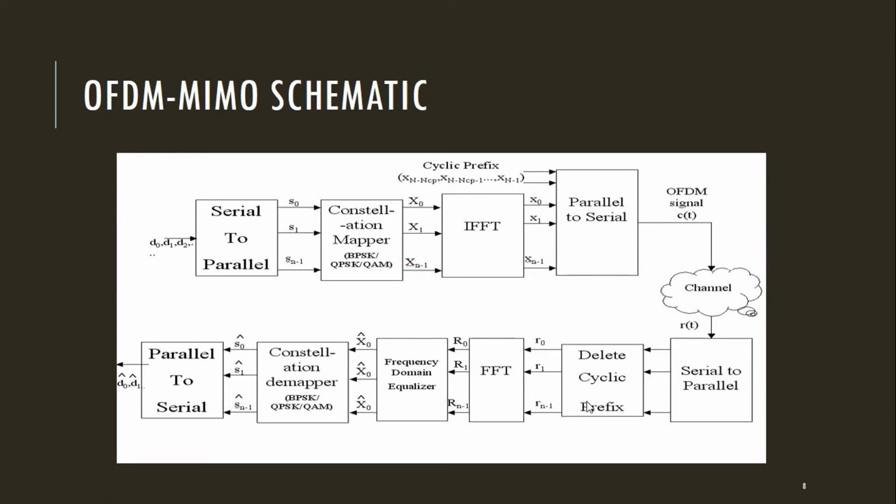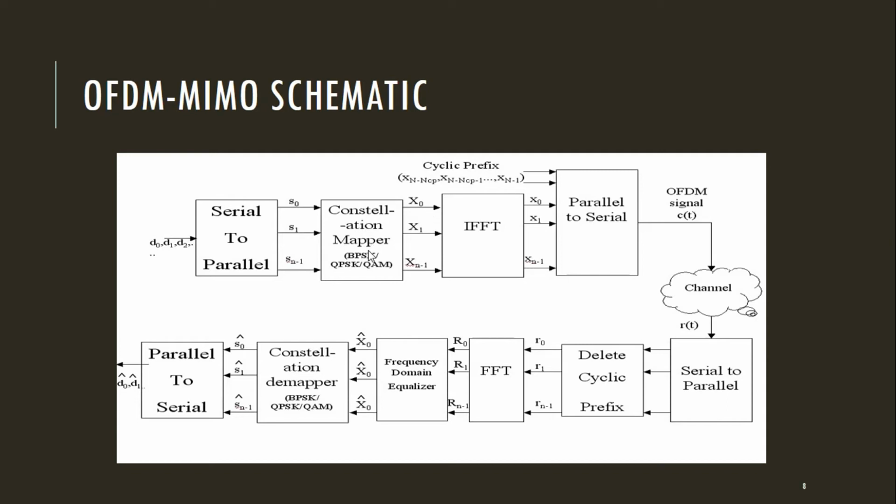So now coming to the schematic model, understanding of this schematic model is quite important, as it also helped me in framing the code for simulation. Beginning at the first stage here, we have D0, D1, D2, a serial stream of information bits, and we feed it to the serial to parallel converter, which basically multiplexes these signals and converts it into a parallel stream of data. So we have S0, S1 up to Sn-1 parallel streams of data, which are then sent to a constellation mapper. This baseband signal is sent to a constellation mapper for modulation.